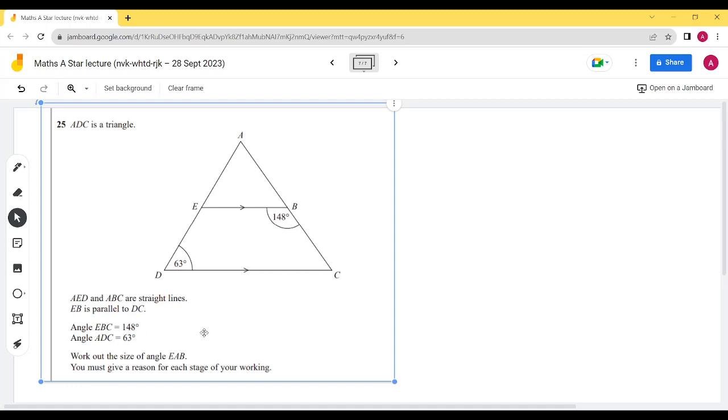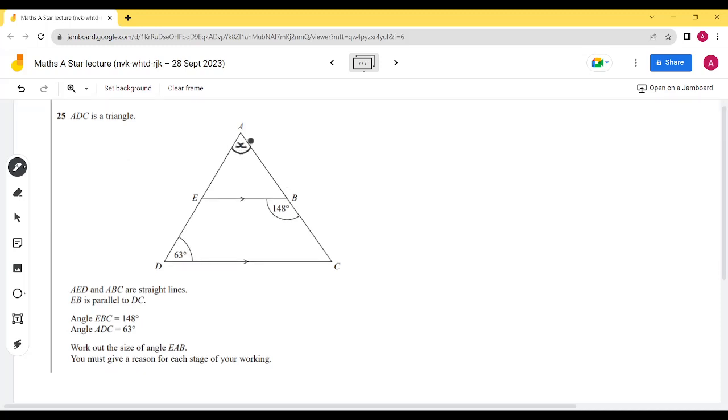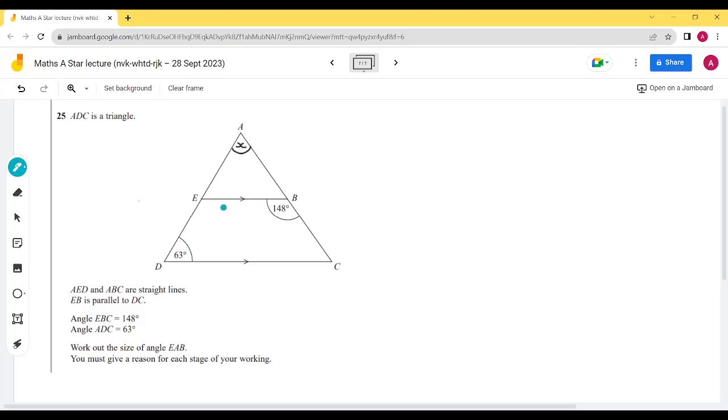Well, the first thing to think about is which angle is EAB. EAB is the middle one, so I'm just going to pop an X in here. X is EAB. Now, just because these lines don't carry on, we've still got parallel lines. We know EB is parallel to DC, and we've got straight lines going through them, so the rules of parallel lines apply. You could do this question in a couple of ways. You can maybe do it in one step, or you could do it in a couple of steps. I'm going to do it in a couple of steps because it's how people normally do it.